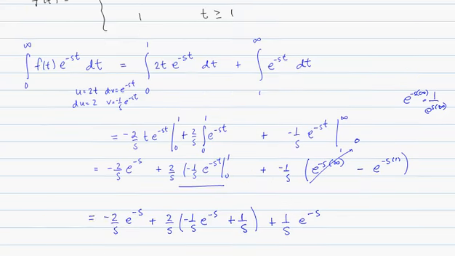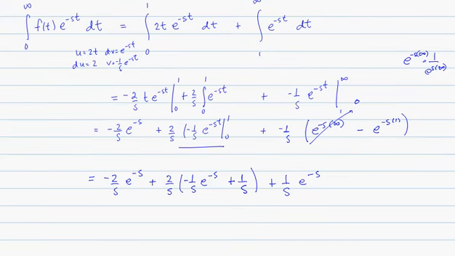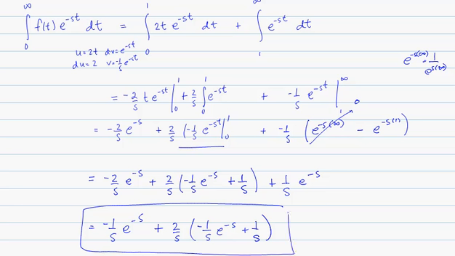There are some things here that I can combine. In particular, I have minus 2 over s e to the minus s, so I have minus 1 over s e to the minus s plus, and I'm going to keep this in the same way, 2 over s minus 1 over s e to the minus s plus 1 over s. And this is the Laplace transform of our function.